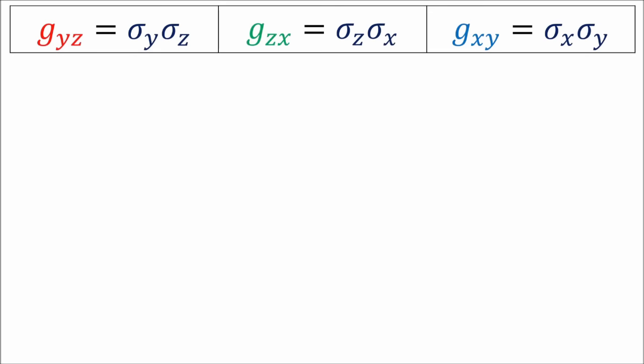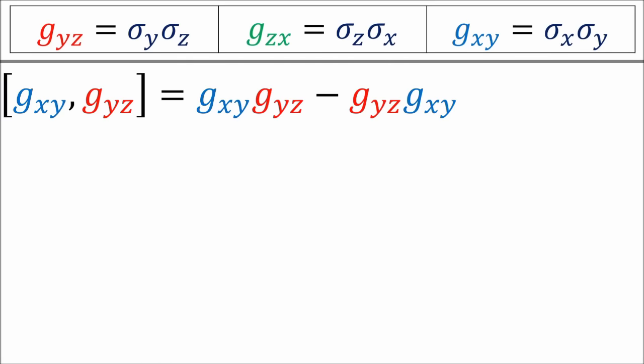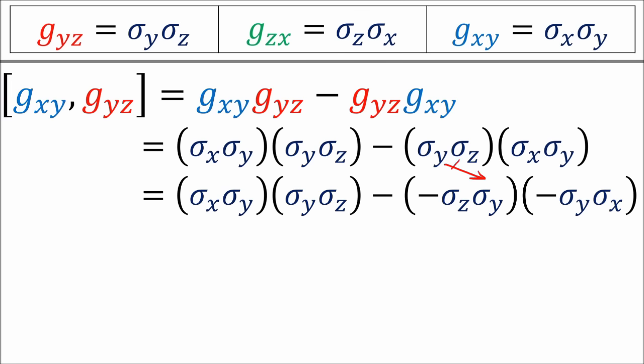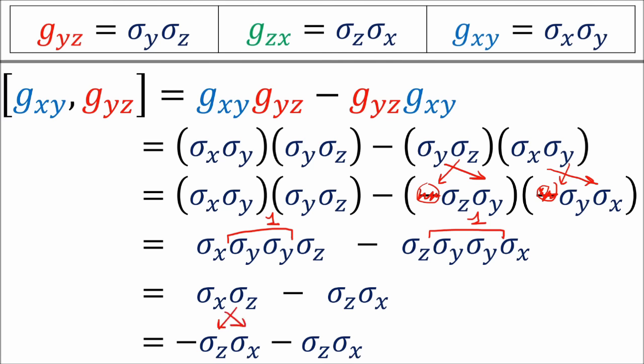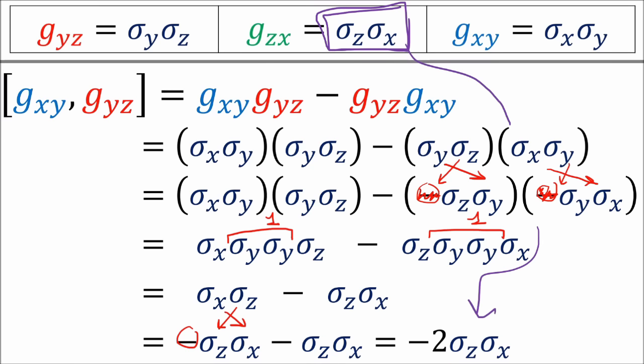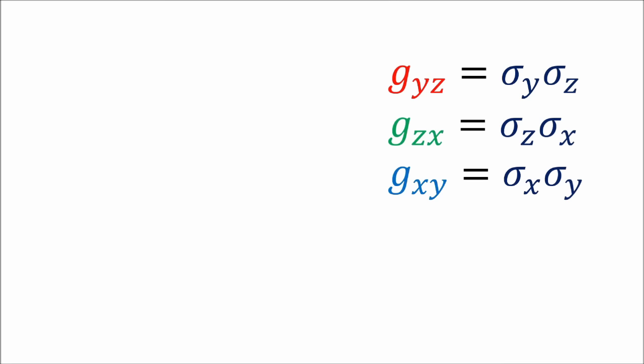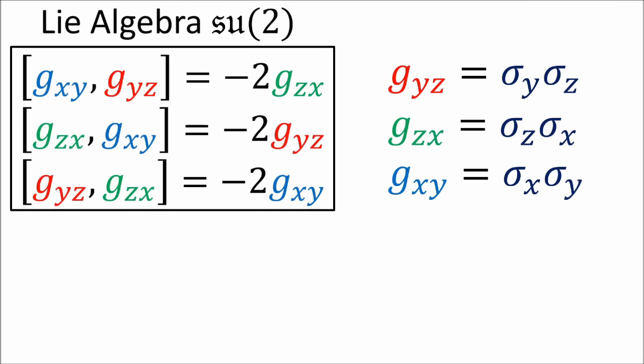So let's take the 2x2 generators of SU2 to be the three bivectors from CL3. The subscripts on the generator correspond to the subscripts of the two sigmas that it is equal to. Now let's look at the commutator between GXY and GYZ. If we sub in the corresponding sigmas, we can swap these two sigma pairs here in exchange for two minus signs, which then cancel with each other. Then, sigma y squared goes to 1 here and here. Then we swap the order of sigma x and sigma z to get a negative sign, and we end up with negative 2 times sigma z sigma x, which is negative 2 times the zx generator. So using this choice of SU2 generators, we get these commutation relations.